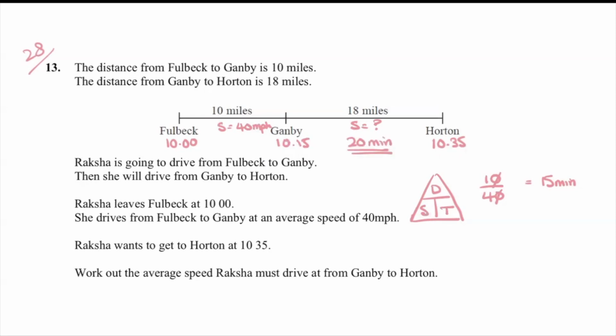Speed is distance, which is 18, over time. Now, if I put 20 in, that's fine, but I do need to remember that this is in minutes. And actually, I want to be in miles per hour. So I'm going to times this through by 3 to give me 54 over 60. And now what I've got is 54 miles per hour, because obviously this is 54 out of 60 minutes, or it's 54 out of an hour. So that is my final answer.